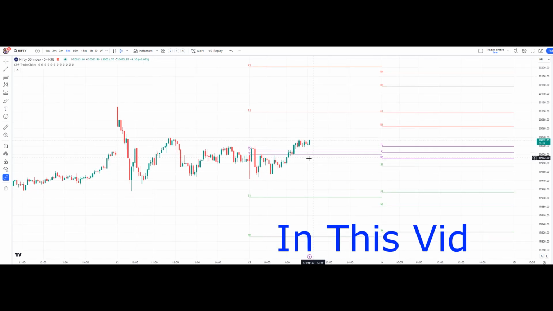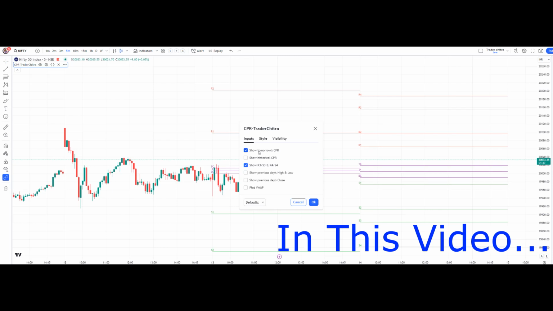This is my custom coded CPR indicator. I have enabled show tomorrow CPR, show R3, S3 and R4, S4. That's why we are able to see the resistance and the CPR levels and the next day CPR, that is tomorrow CPR.